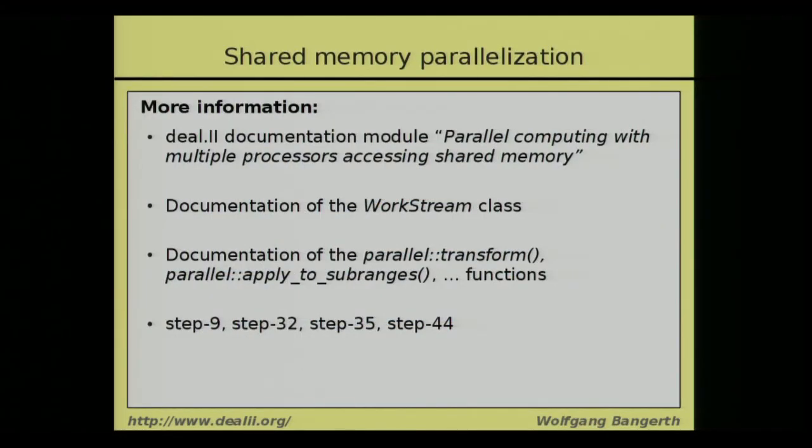If you want more information on this, so this is just, let's say, a global overview of the sort of things that can be done and that you need to watch out for when you want to parallelize on shared memory. There is a very long documentation module in the deal.II documentation that talks about parallel computing with multiple processors accessing shared memory. It's worth reading through this. It describes a lot of the design of the workstream class in particular. There are also functions in the namespace parallel that show how to parallelize, let's say, short loops, like an L2 norm, for example. And then furthermore, there's a number of tutorial programs that talk about some of these concepts in actual programs where you can see how it's being used.